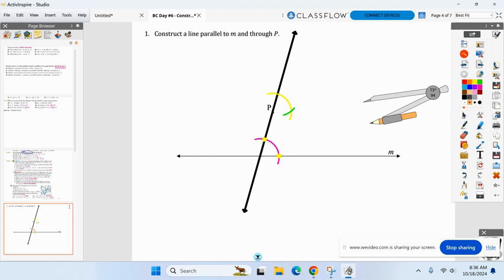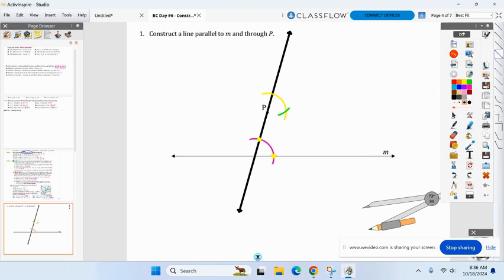And if you're done, grab your straight edge and line it up, hopefully. I know compasses shake, so it might not look exactly parallel, but it should look pretty darn close. Not bad.